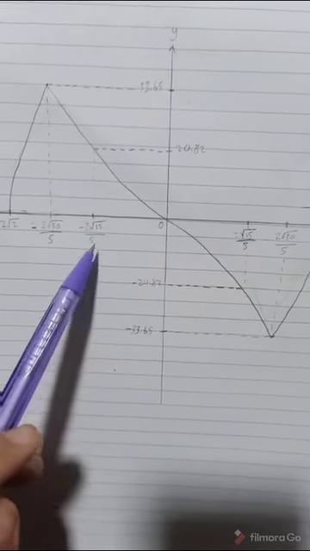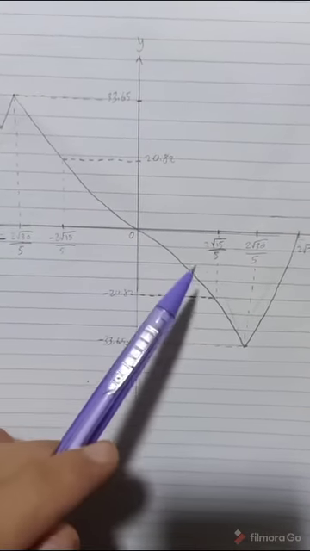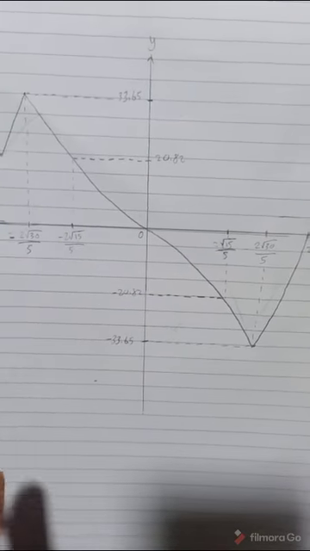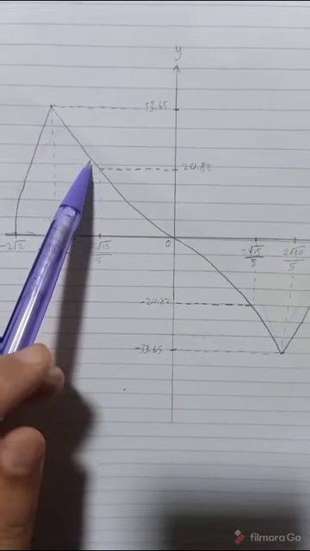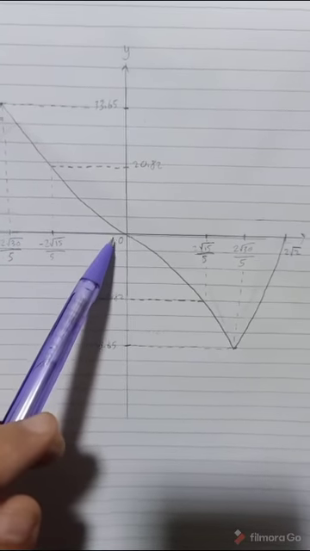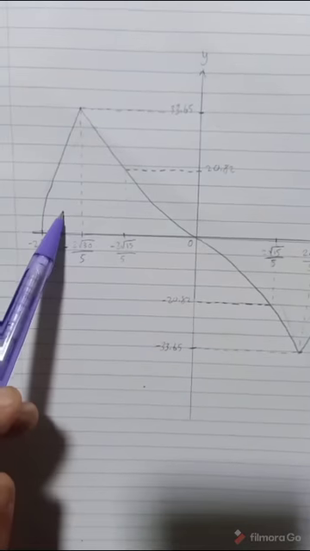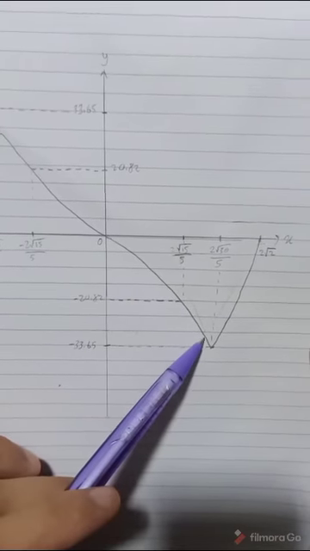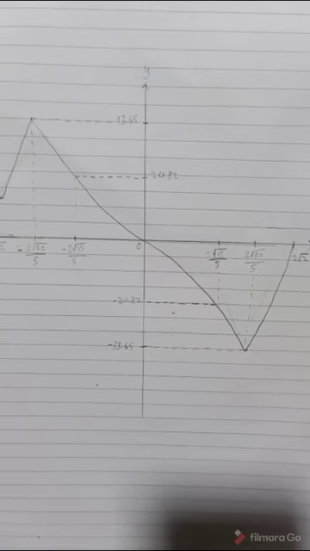Alright, so the inflection points are here and here. The first section is concave downward. Sorry, the second is concave upward, the third is concave downward, and the last is concave upward. Okay, that's all for me.